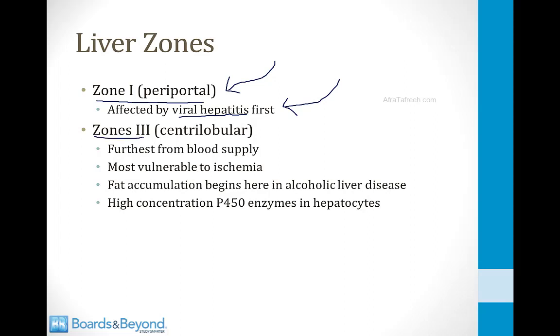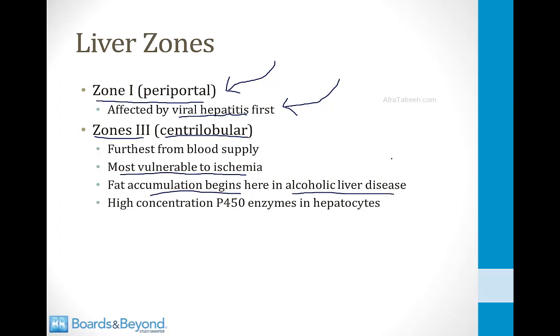Zone 3 is the zone that's furthest away from the portal blood. It's next to the central vein. It's called the central lobular zone. This is the most vulnerable to ischemia because it's the furthest away from the hepatic artery and the blood supply. This is also where fat accumulation begins in alcoholic liver disease.